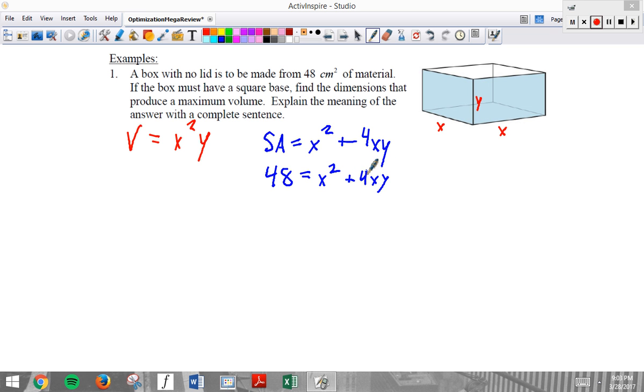Why do I want to solve it for y? Because it's easier to replace y in this equation than x. It's also easier to solve this for y than x in this. If you wanted to solve this for x, I'll give you a quick hint: you'd have to complete the square. And that would be sucky. So here's my y.